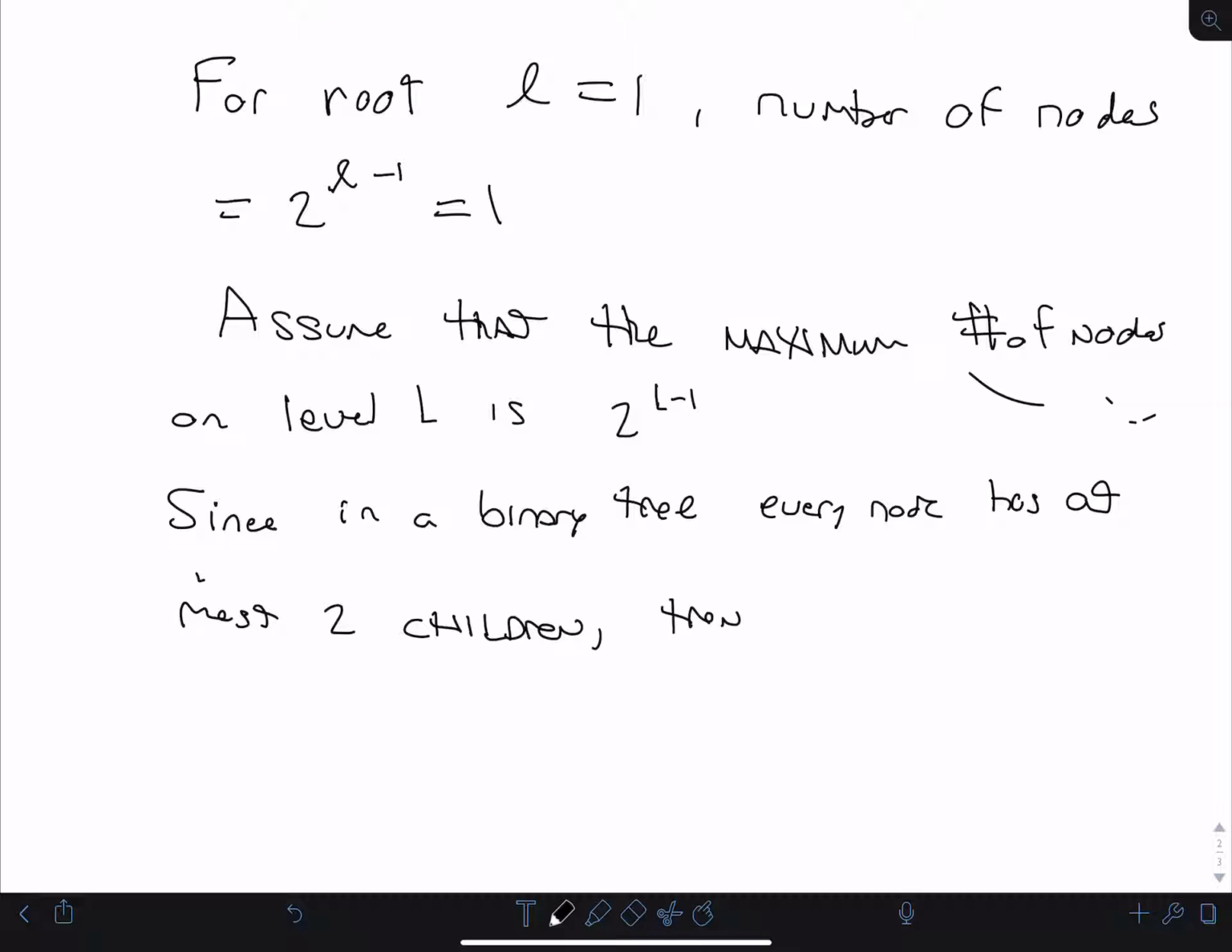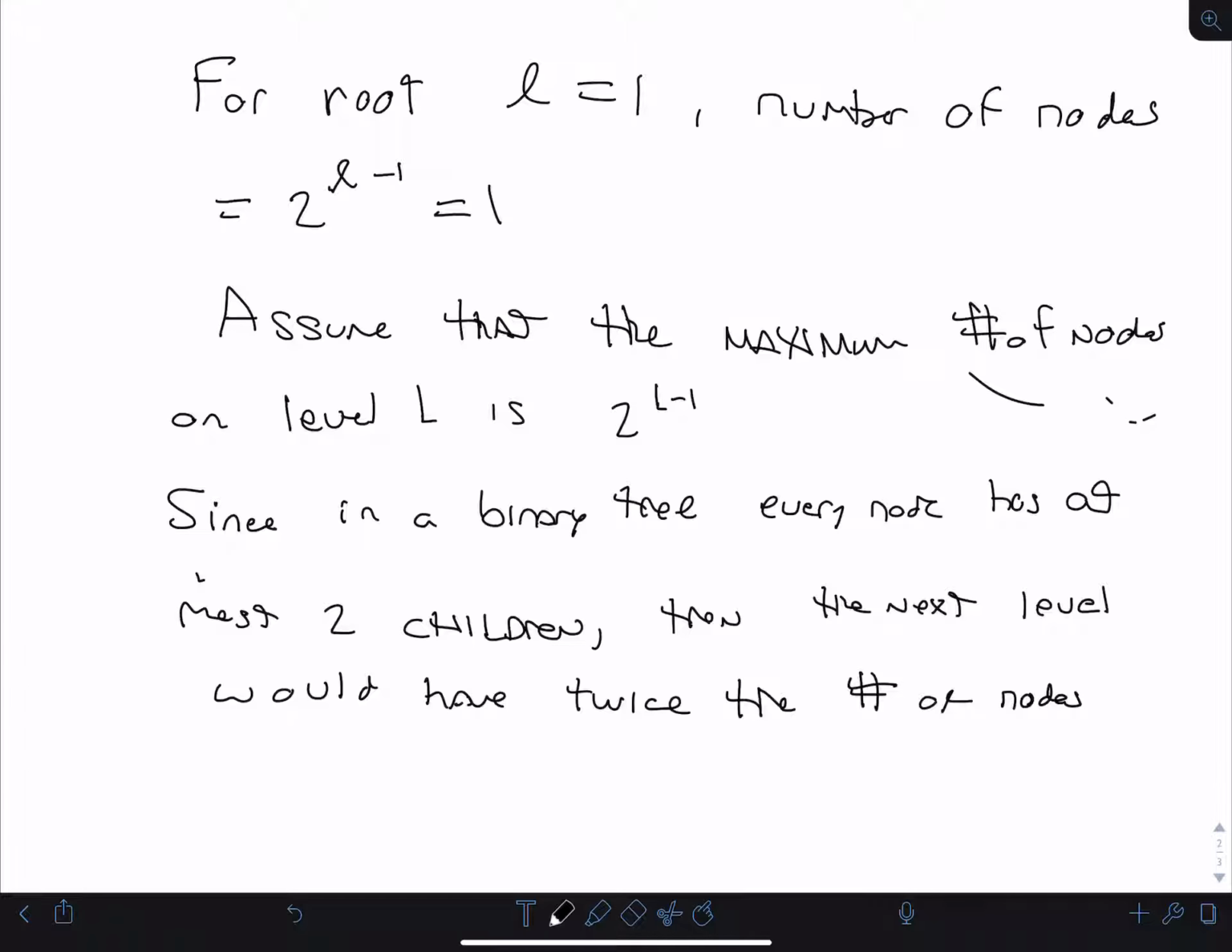Then the next level would have twice that number of nodes, right? Because it can have at most two children, right? So that's times 2. So we're saying 2 times whatever we had before, which is 2^(L-1).